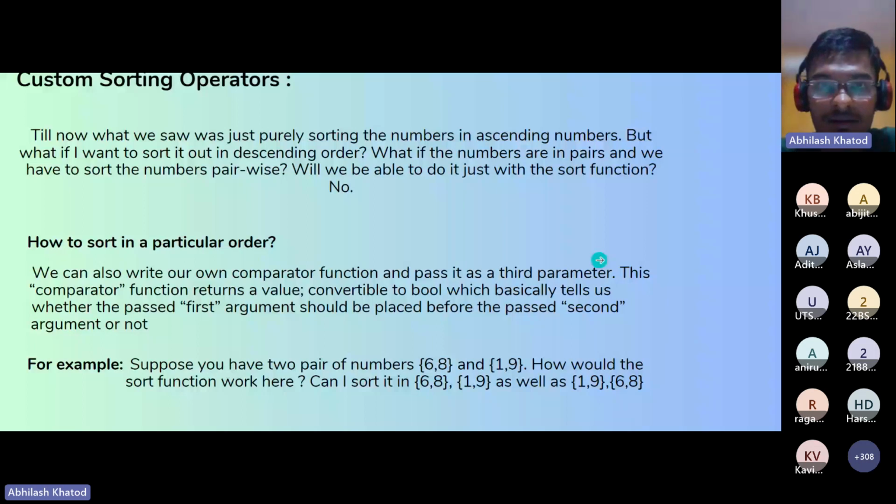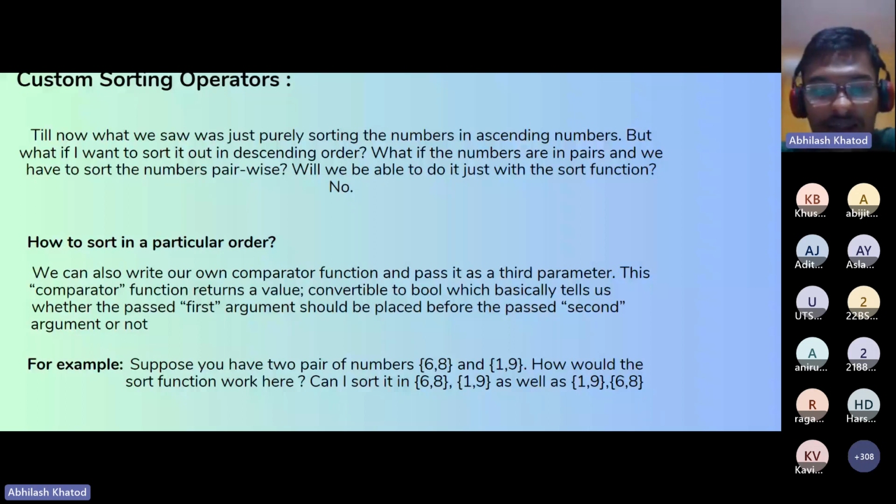Try to remember that while we were trying to sort, what we used to write is sort(vector.begin, vector.end), and that's it, simple. But now we'll introduce a third parameter. We'll write vector.begin, vector.end, and something else, and what that something else is I will show you.